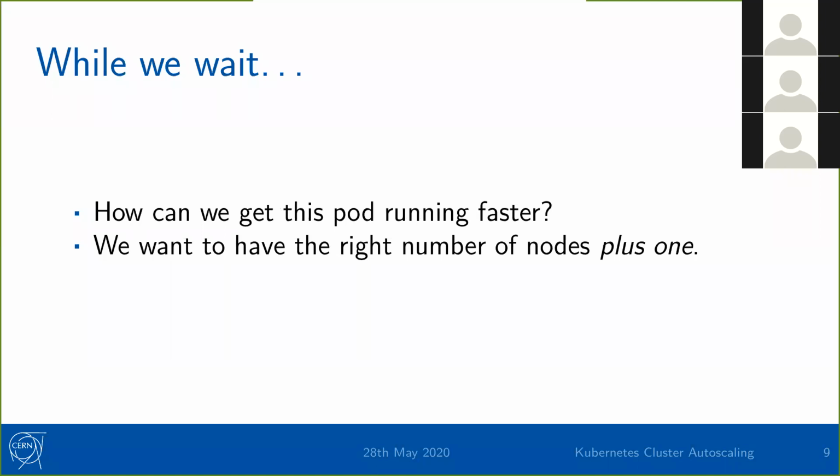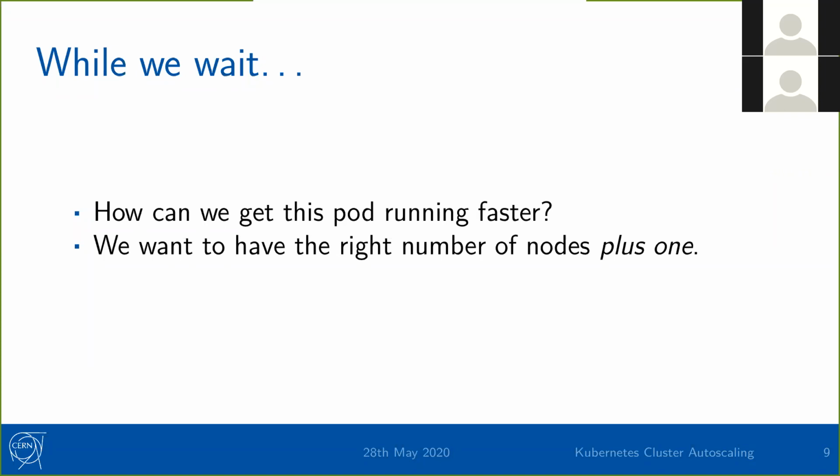We want to get the pod running as soon as possible. And if there was already an extra node waiting, that would be enough for it to be able to run instantly. So we want to have the right number of nodes in our cluster, plus 1, just to give us a bit of extra space to grow into. Unfortunately, there is nothing in the cluster autoscaler that will do this. It's just not possible, because if there was an extra empty node in the cluster, it would want to remove it.